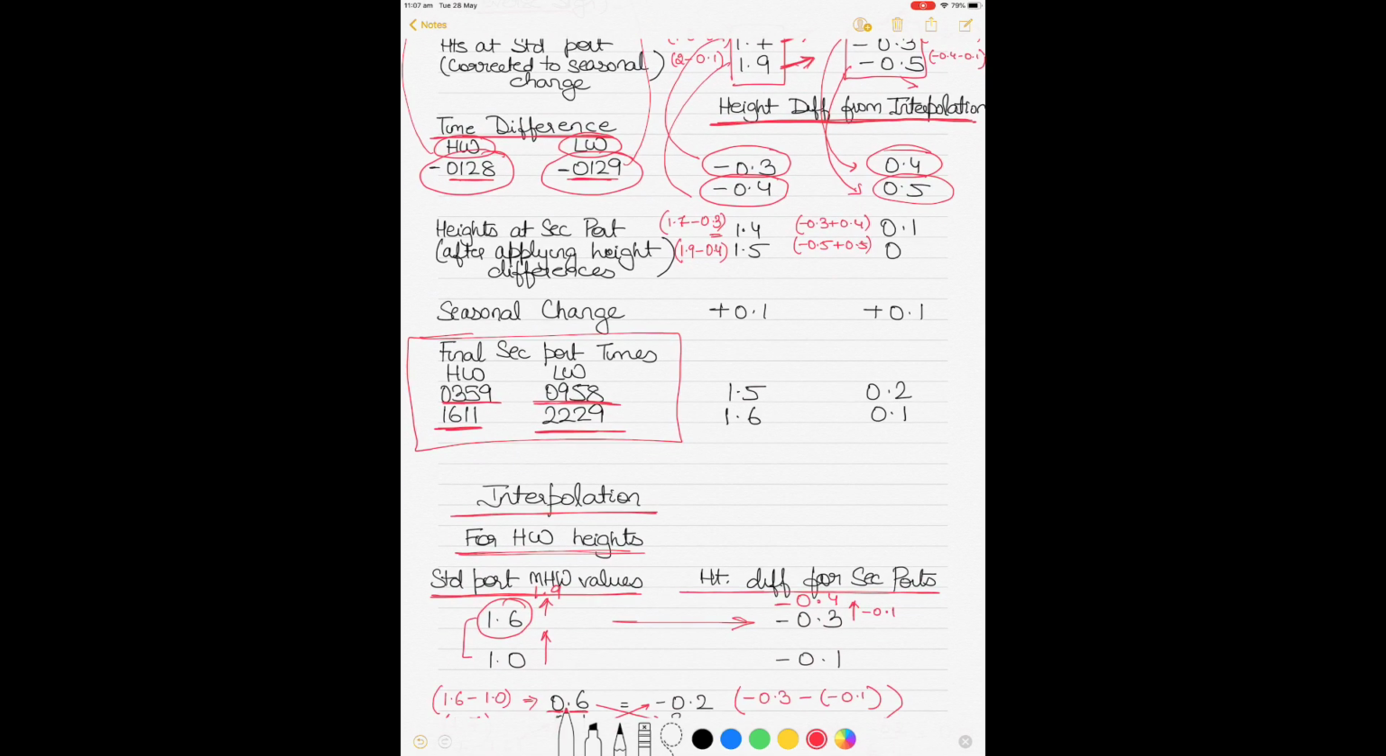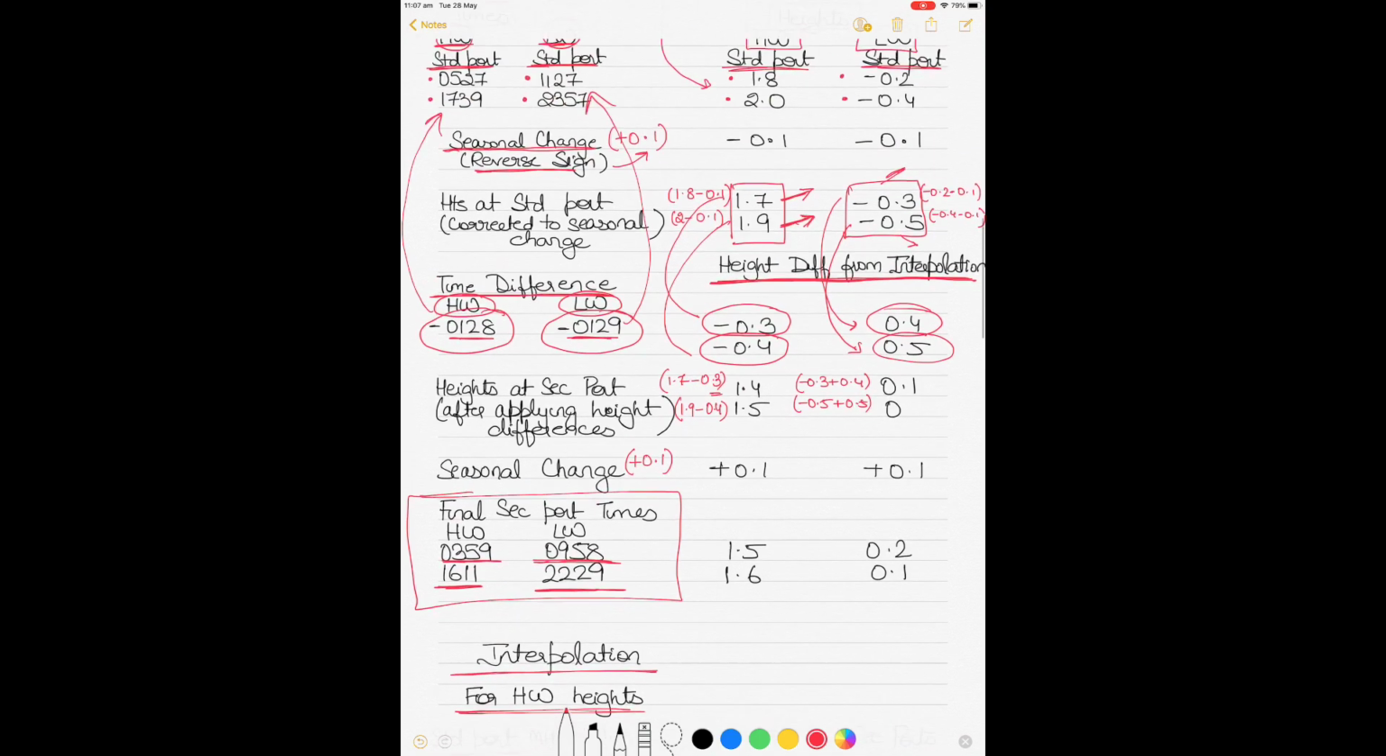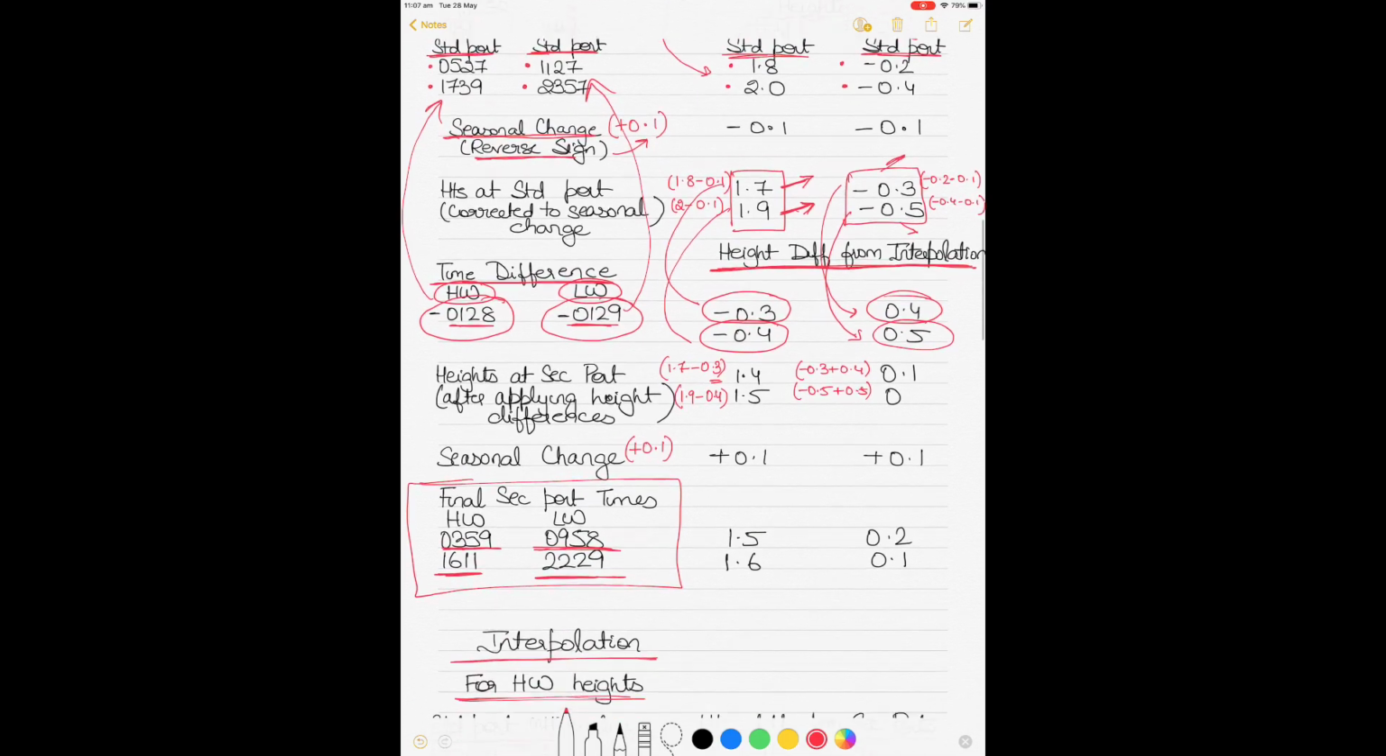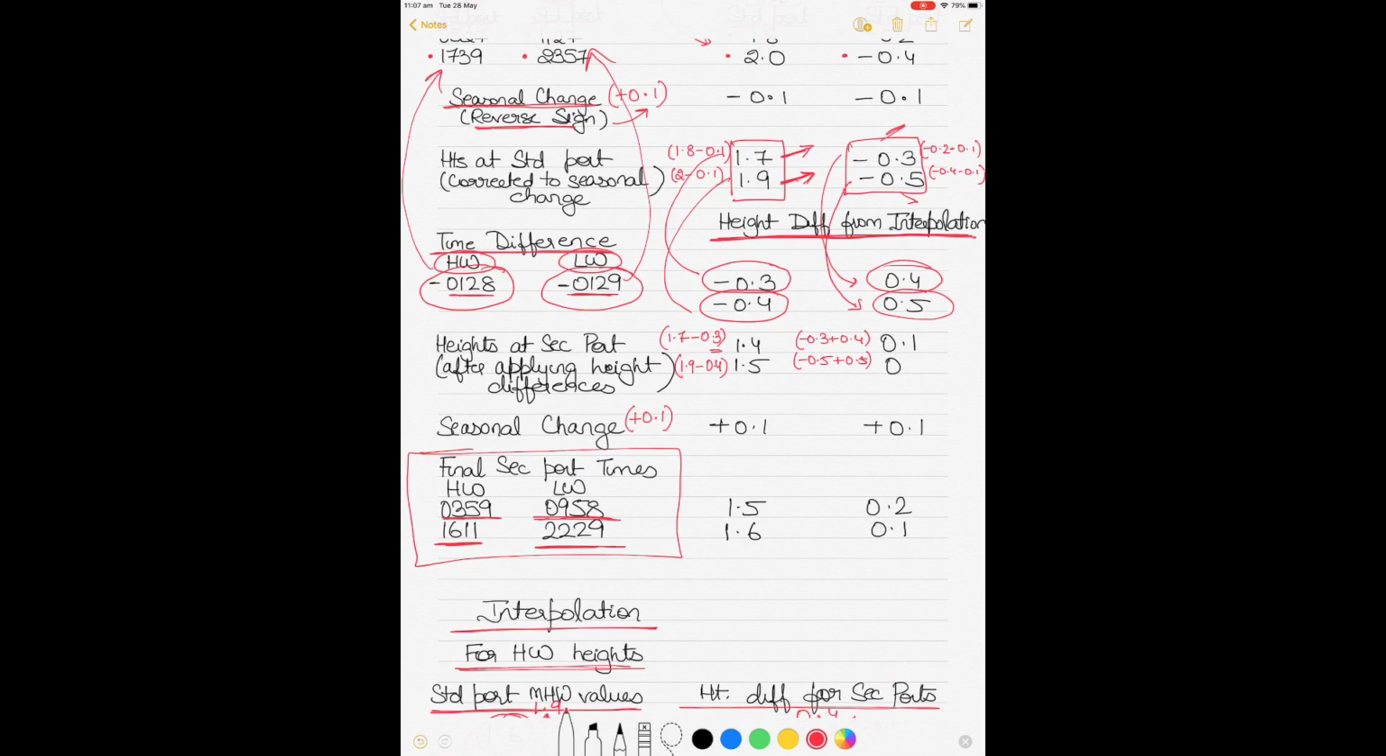and over here we have the heights, but now we have to compensate for the reverse sign of the seasonal change that we applied before. Remember, the seasonal change was plus 0.1, which we had reversed above and made it negative. We'll make sure that we compensate for it by now applying the sign correctly. So we will apply the sign correctly for October, which is plus 0.1, and we'll apply these plus 0.1 values correctly to each of the heights.